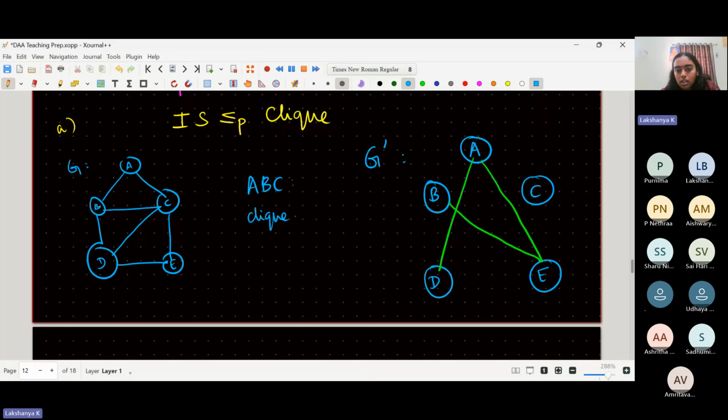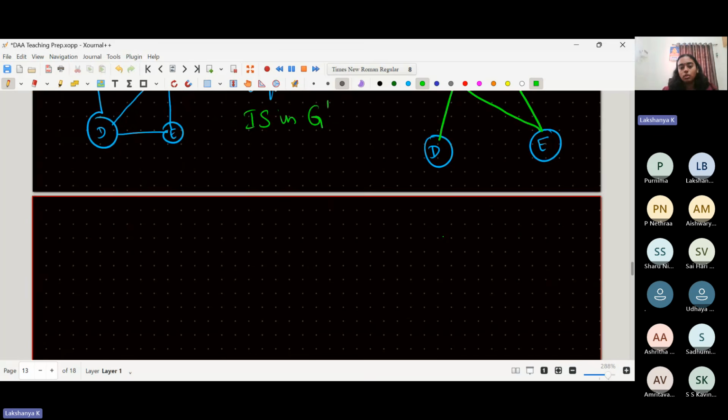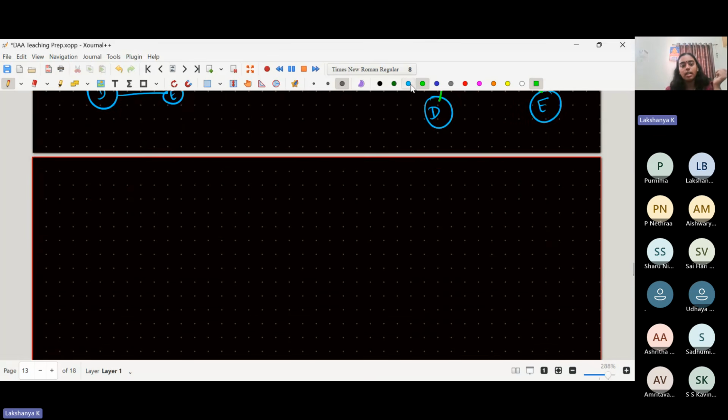In G dash, if you look at A, B, C, you will notice that they form an independent set in G dash. There is no edge between AB, no edge between AC, no edge between BC. And this will hold for any graph you take.